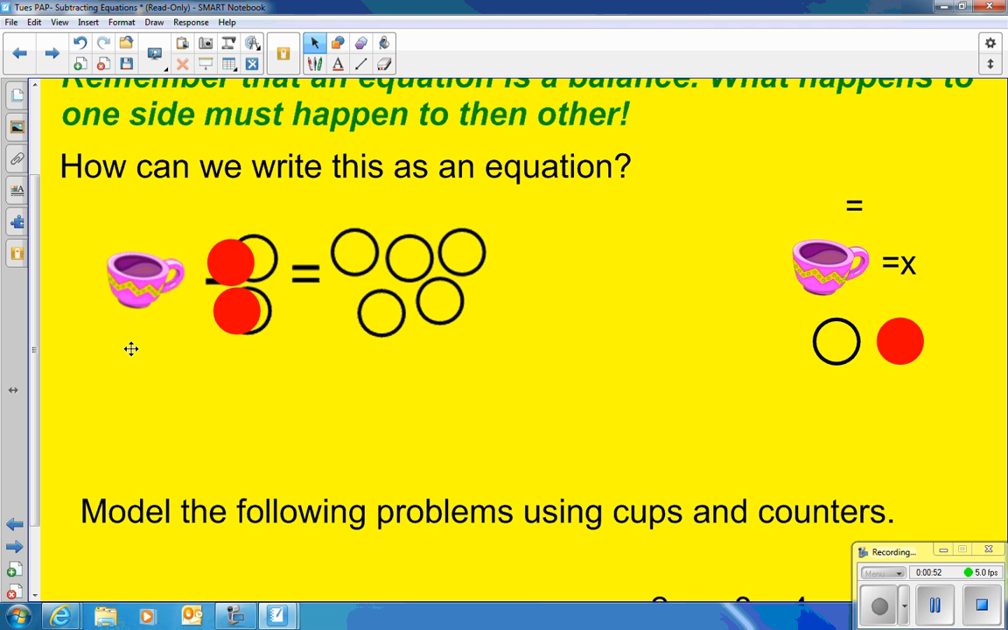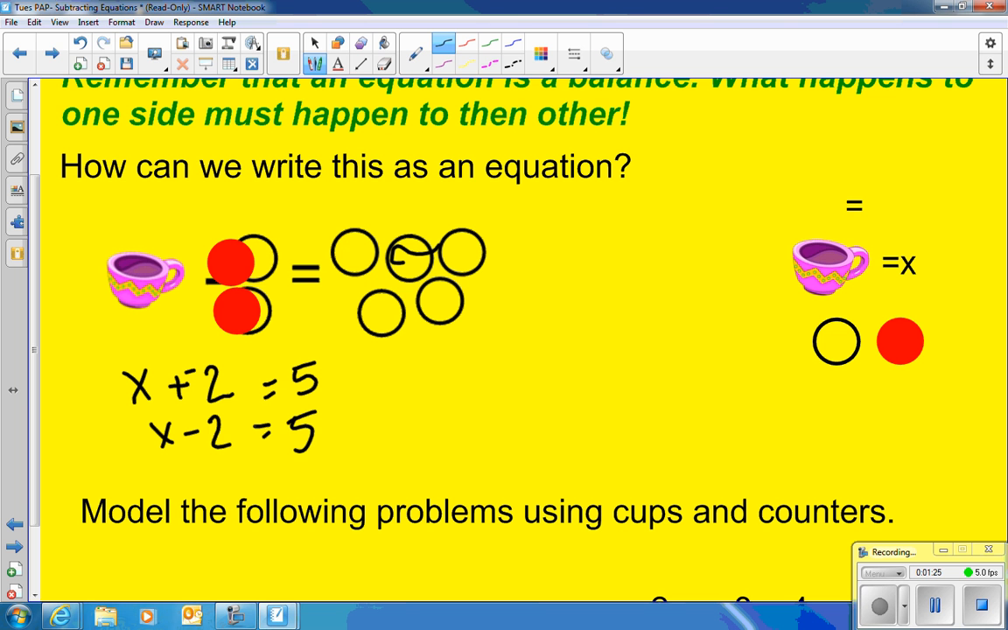So to model this equation, we can either write it as, get my pen. Sorry, it's being a little slow on me. There we go. So this is x, and you can either write minus 2, which was originally shown up there, or you can write plus negative 2. I'm really okay with either one. And that should equal a positive 5, because there are positive 5 counters there.